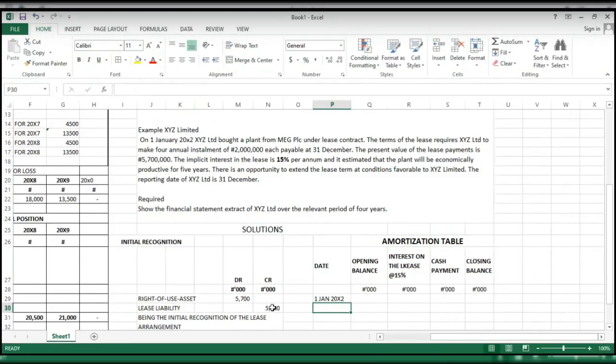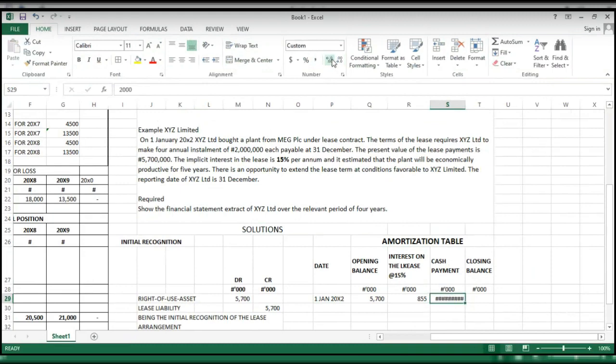The liability that we recognize is 5.7 million. So it has an opening balance of 5.7 million. How much is the interest on it? It's going to be 15% of this. That's going to be the annual interest on it. And then the payment that the person makes annually is 2 million naira. So that 2 million naira will come here. We'll put 2,000 because we have rounded it.